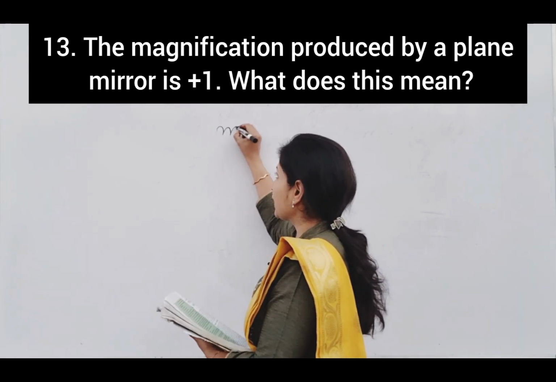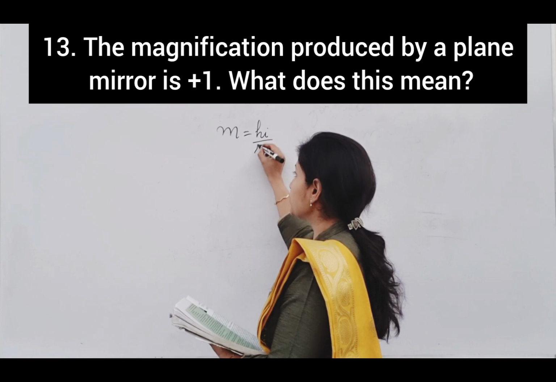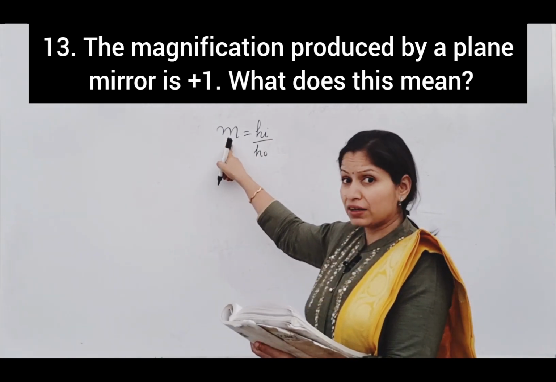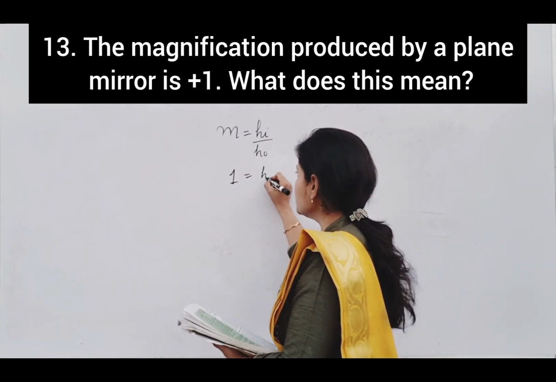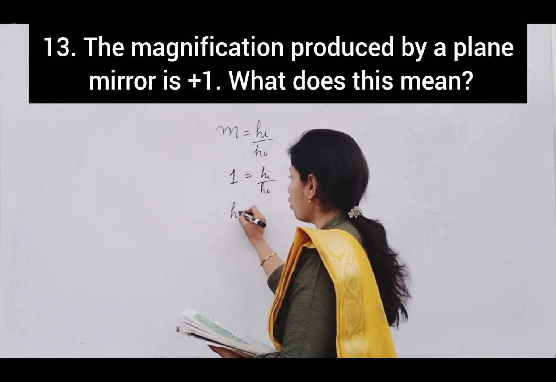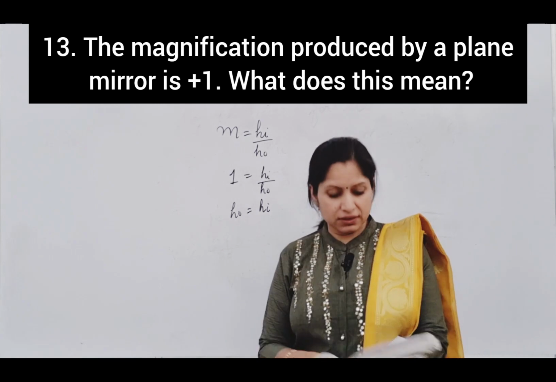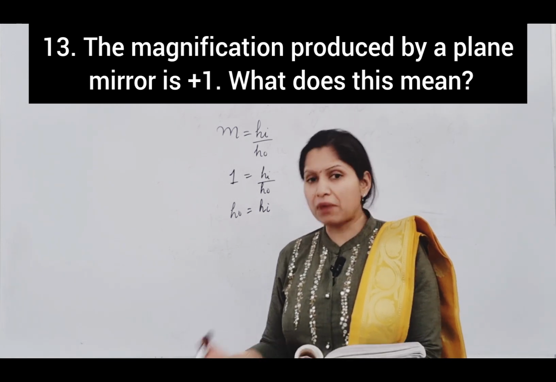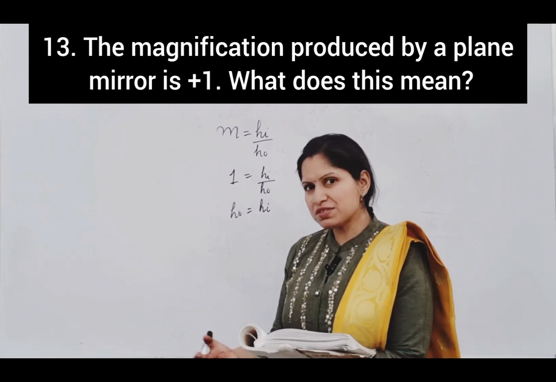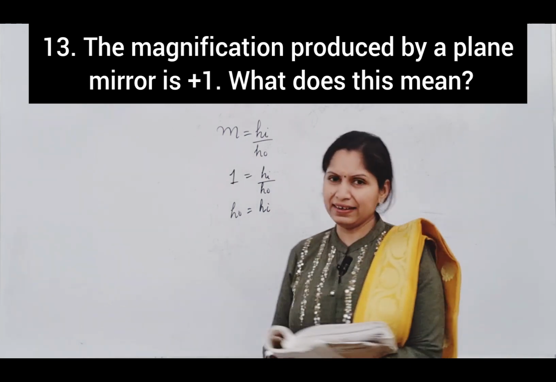Why is it so? Because magnification is height of image upon height of object. So if the value of magnification is 1, that shows that height of object is equal to height of image. And that is why in this question, the image formed by a plane mirror will have the same size as that of the object, and it's virtual and erect.